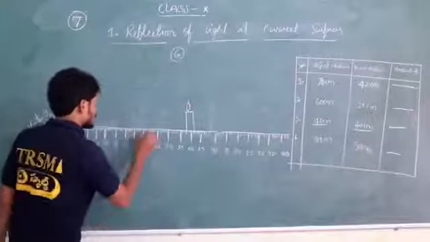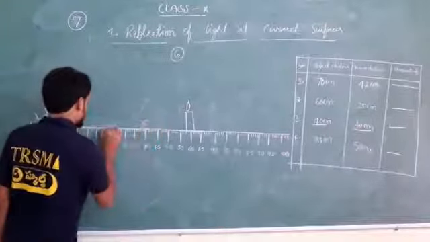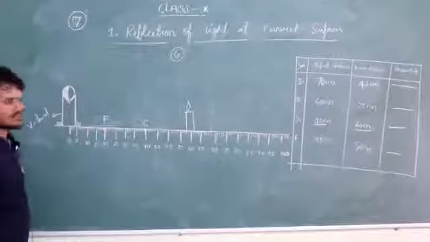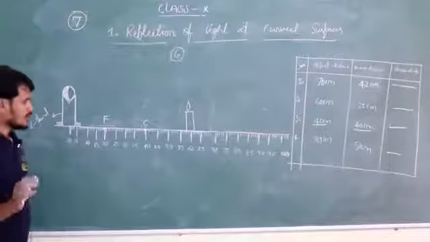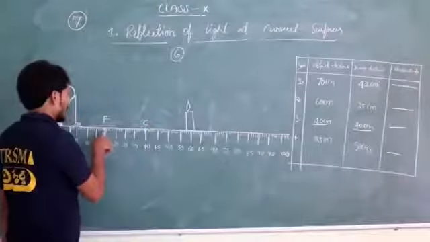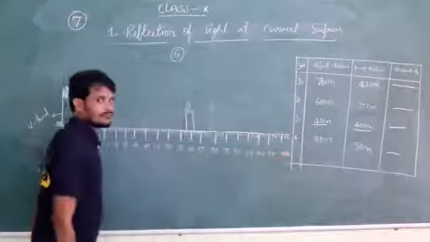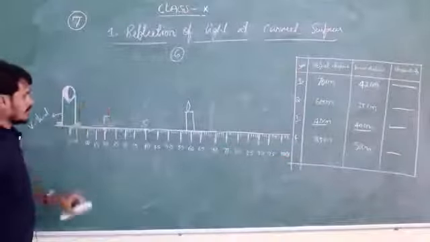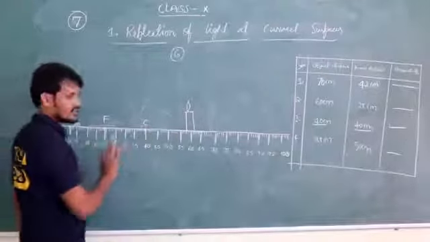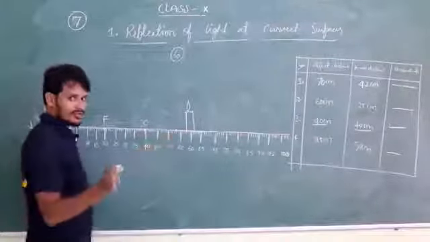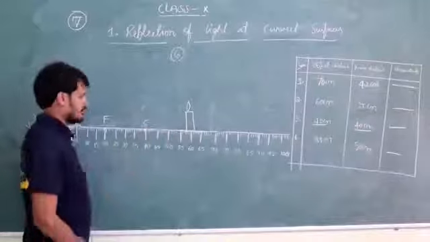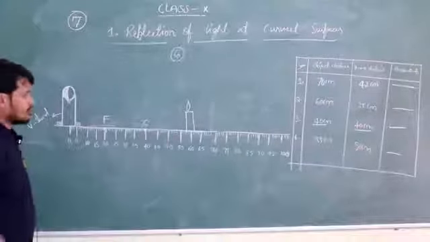The radius of curvature is 40 centimeters. This is C, and 20 is F. Enough, everything is completed. The remaining distances are not required for us. If you place the object at 40 centimeters, the image comes at 40 centimeters. If you place the object at 20 centimeters, it comes at infinity. Why? Because you are placing it on F. If you are placing it beyond 40 centimeters, the image comes between 20 and 40 centimeters. If the object is beyond C, more than 40 centimeters, the image is between F and C.